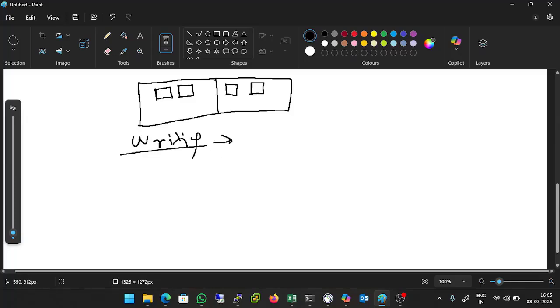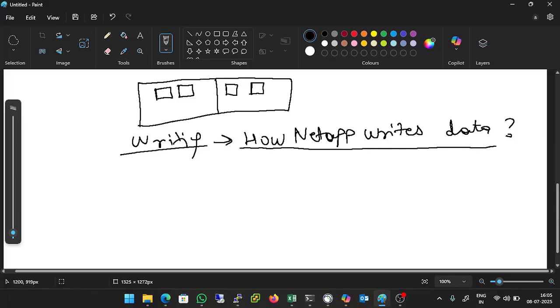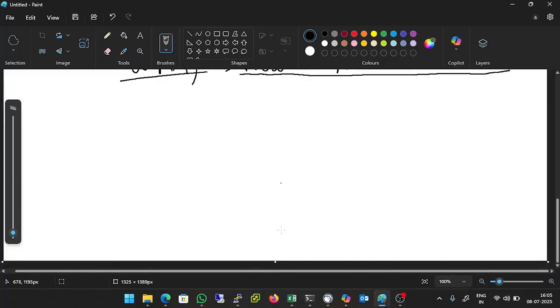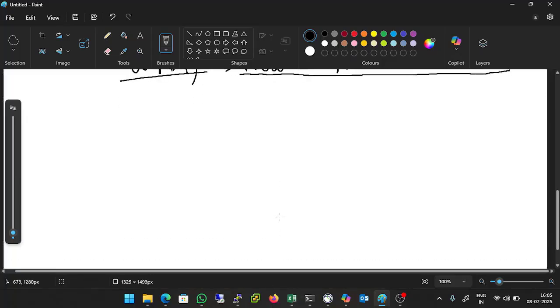Like how actually NetApp writes data. This is a question, and today in the architecture part, we will be finding the answer to this particular question. What exactly happens when a NetApp writes data to the volume, or you can say to the hard disk?